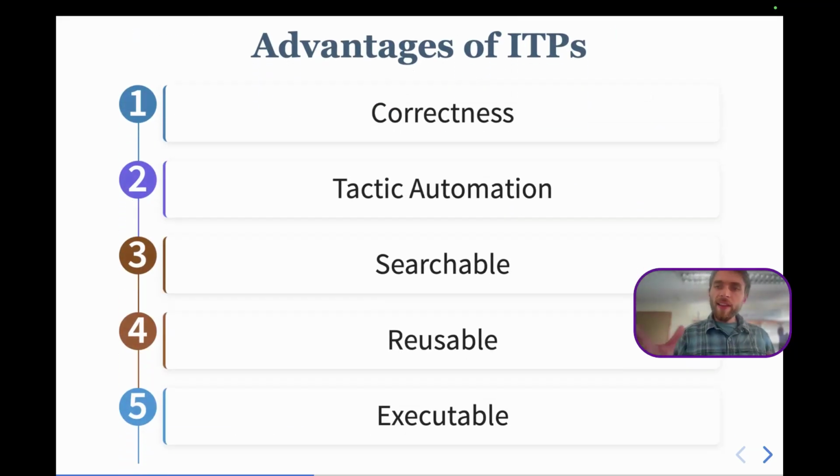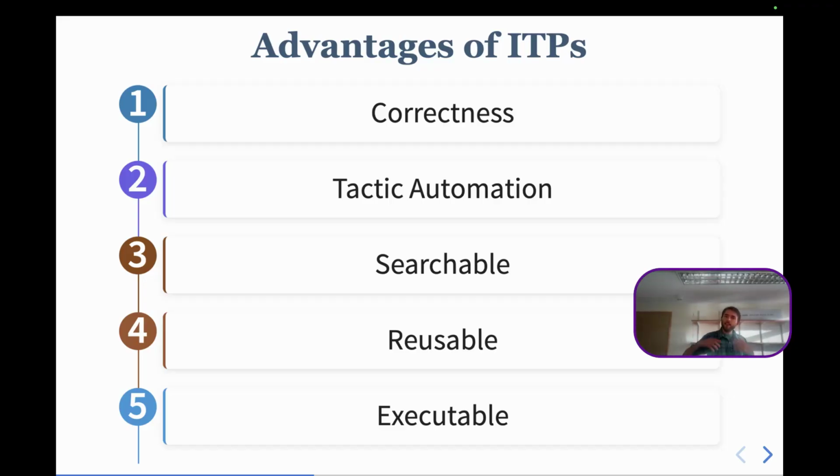So what are the advantages of using an interactive theorem prover? If you lost me in the last little demo, you can rejoin here, because what I'm going to say from now on really doesn't depend on that example that I gave you. But what are the advantages of an ITP, an interactive theorem prover?